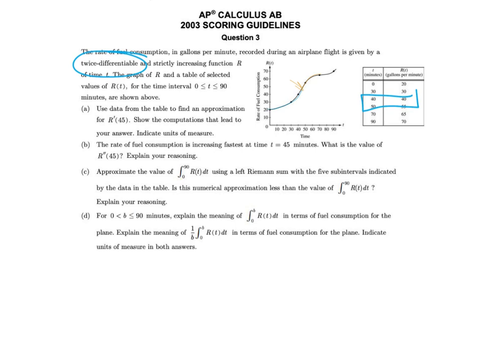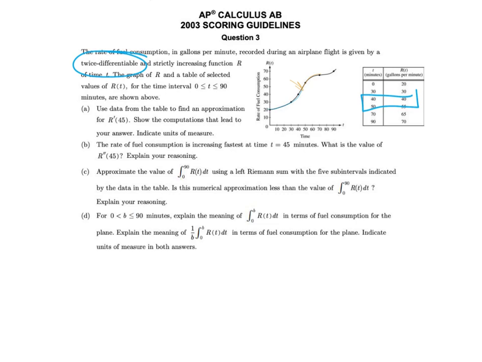Approximate the value of the integral from 0 to 90 using a left Riemann sum. Fortunately, they gave me the picture, so I could just draw the rectangles. Keep in mind, on the AP exam, they do not look at pictures as justification. You have to show that calculation I showed. We determined that the numerical approximation was less than the value of the integral because the function r is increasing always.